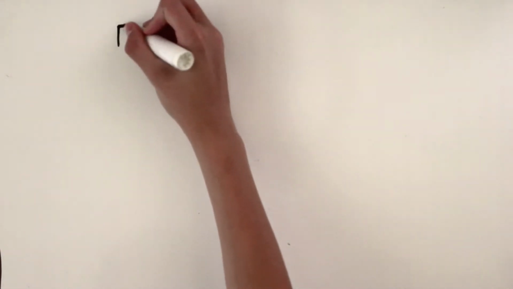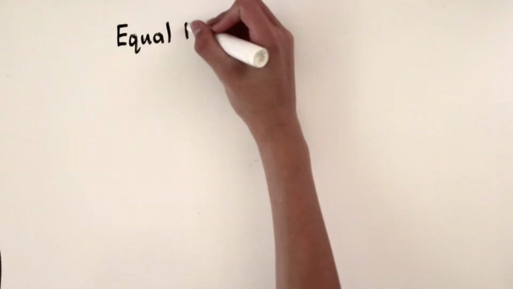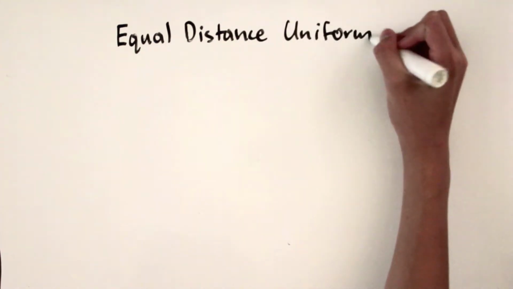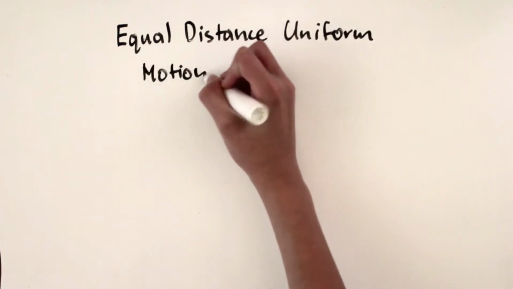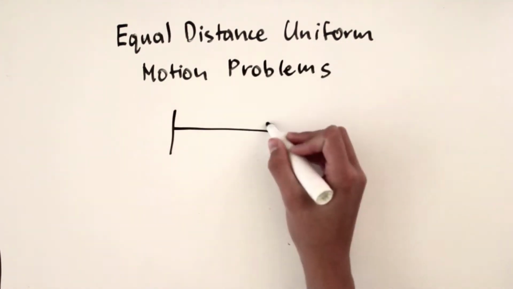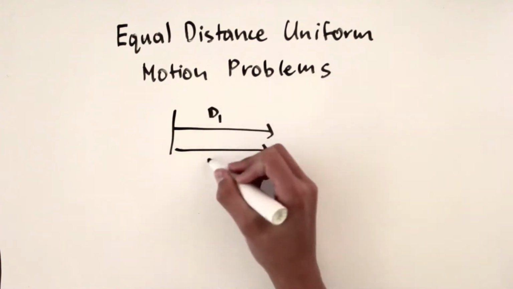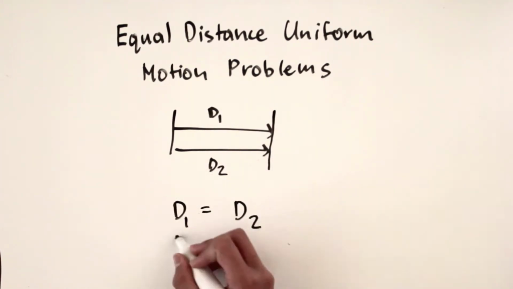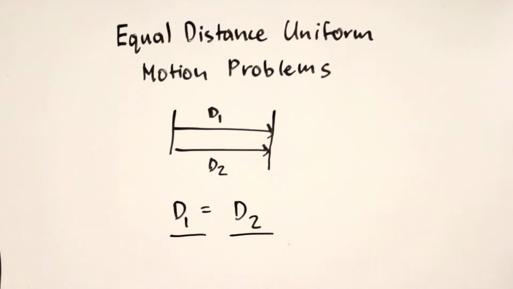Hello, algebra students. Today we're going to talk about equal distance uniform motion problems, a well-loved topic by all math students. With these problems, the rate and time may differ, but the two distances given will always remain the same. Because of that fact, all diagrams pertaining to these problems show equal distances, and therefore D1 is equal to D2 under all circumstances.